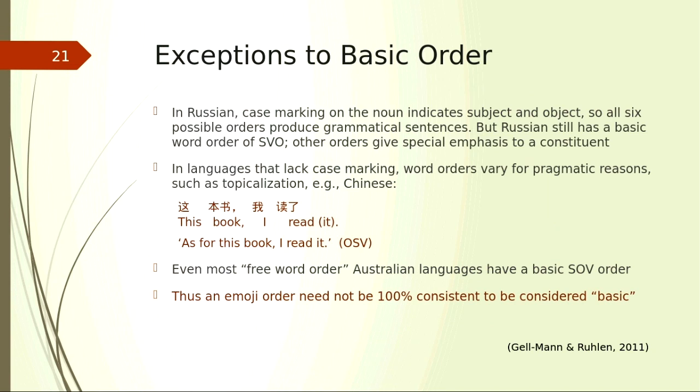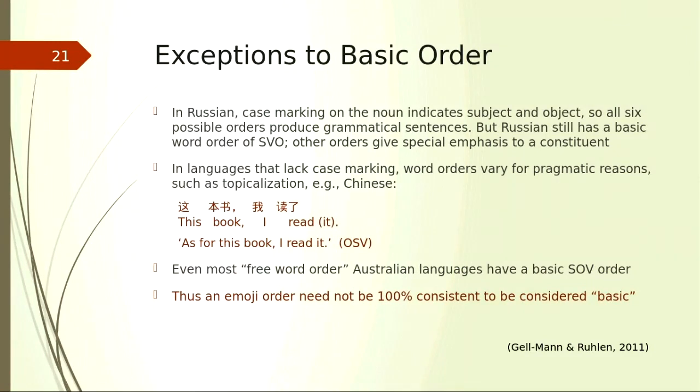Now, I should also add that just because a language has a basic order, it doesn't mean that all clauses will follow that order. There are exceptions. For example, in Russian, case marking on the noun indicates subject and object. So all 6 possible orders produce grammatical sentences. Yet Russian still has a basic word order of subject, verb, object. Other orders give special emphasis to one constituent or the other.